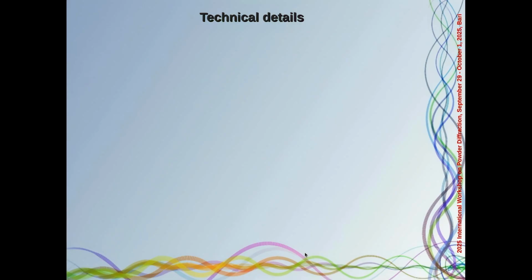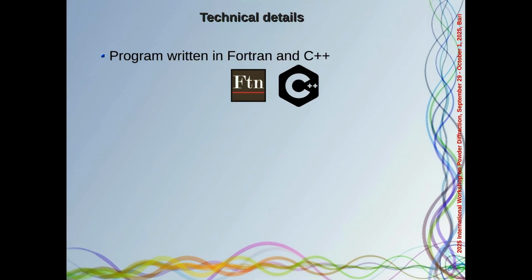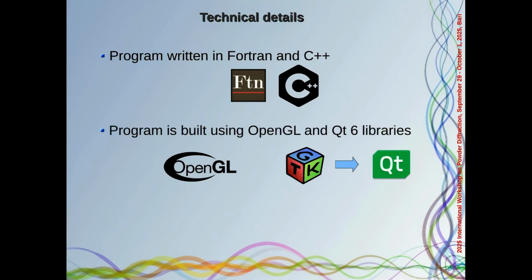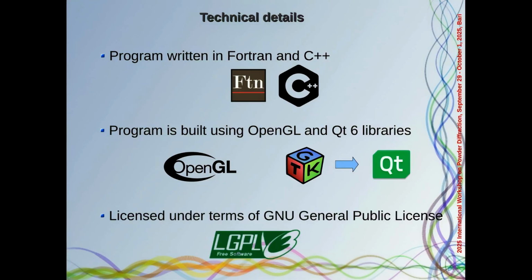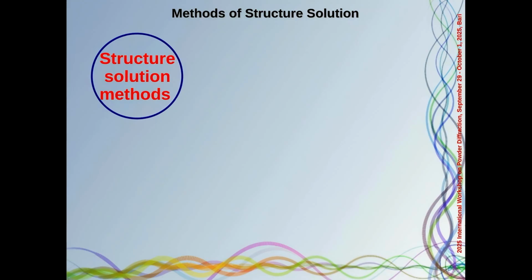Some technical details related to EXPO. EXPO is a program written in Fortran and C++. The program was built using OpenGL for the 3-dimensional molecular visualization, and the graphics interface was originally realized using GTK, but we migrated first to Qt5 and then to Qt6 for the graphic interface. It is released under the LGPL version 3 license.